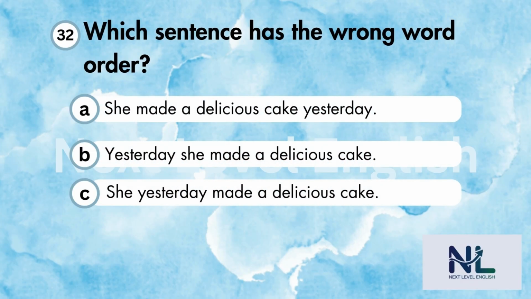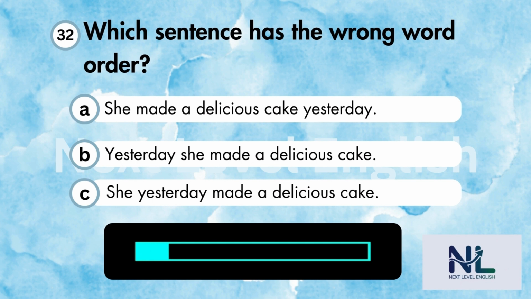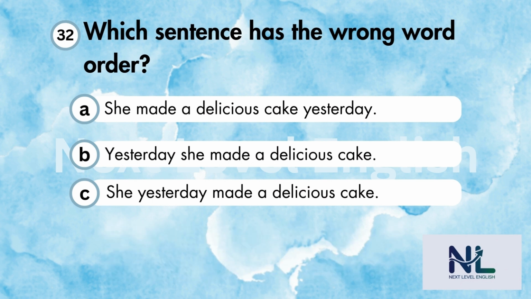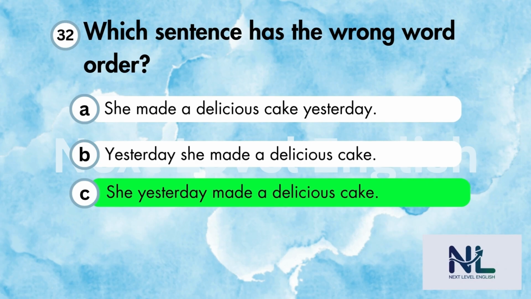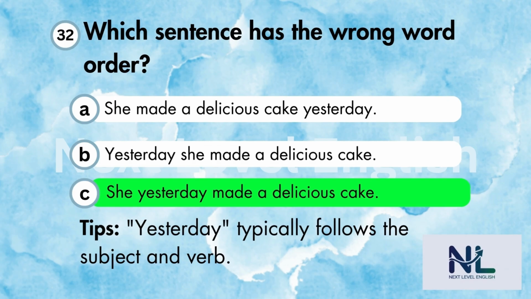32. Which sentence has the wrong word order? She yesterday made a delicious cake. Tips: yesterday typically follows the subject and verb.